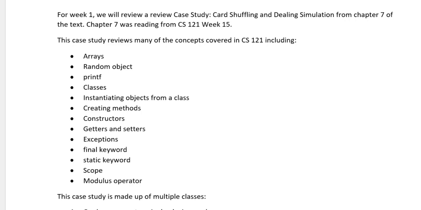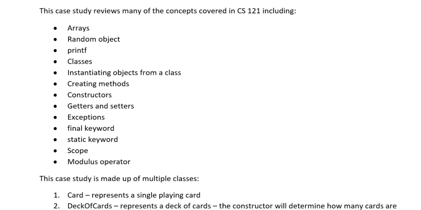Some of the items reviewed in the case study include arrays, the random object, printf statement, classes, how to create them, how to instantiate objects from classes, how to have methods in classes, how to have constructors in classes, and the getters and the setters. Exceptions, we'll look at the final keyword. The static keyword is used in this case study. The concept of scope and even the modulus operator is used in this case study. So you see it's a good overview of what we covered in CS 121.